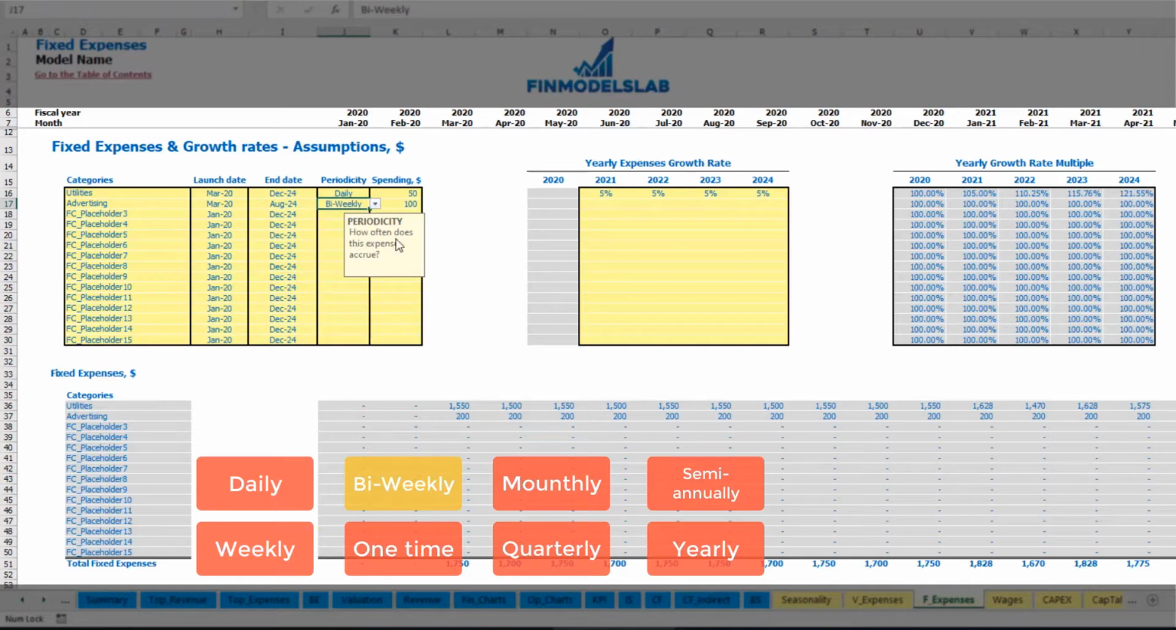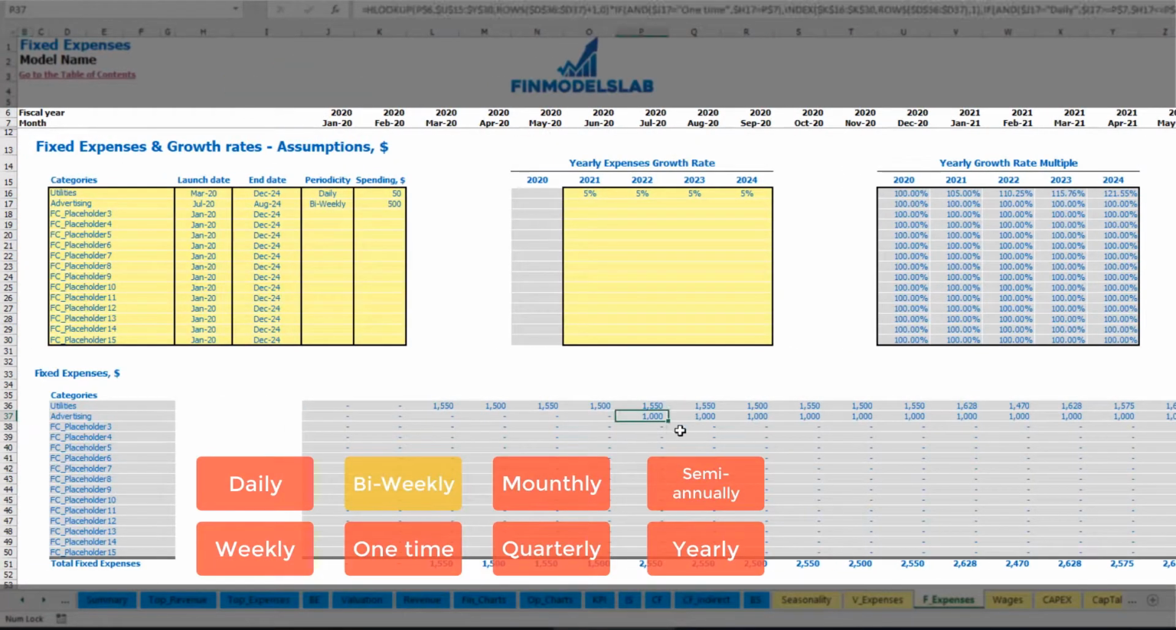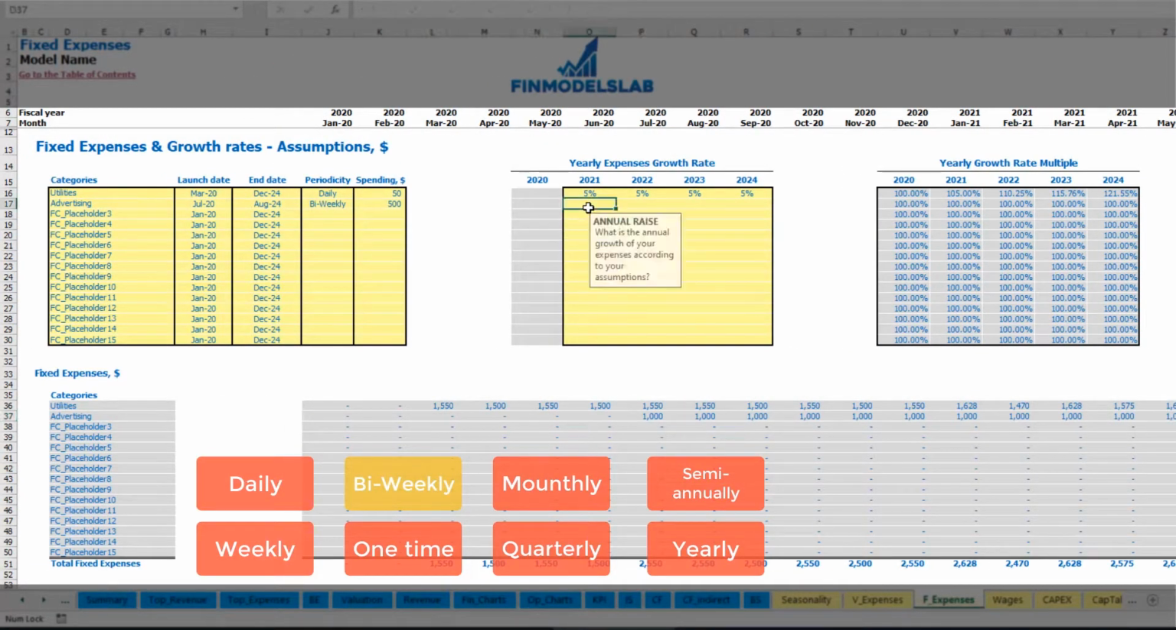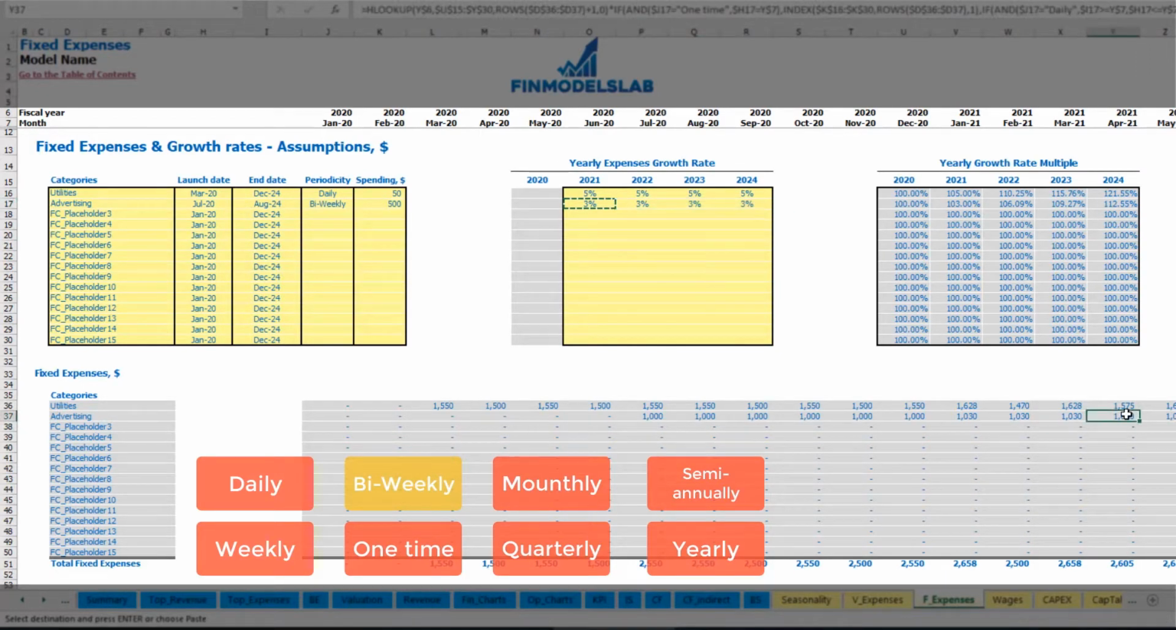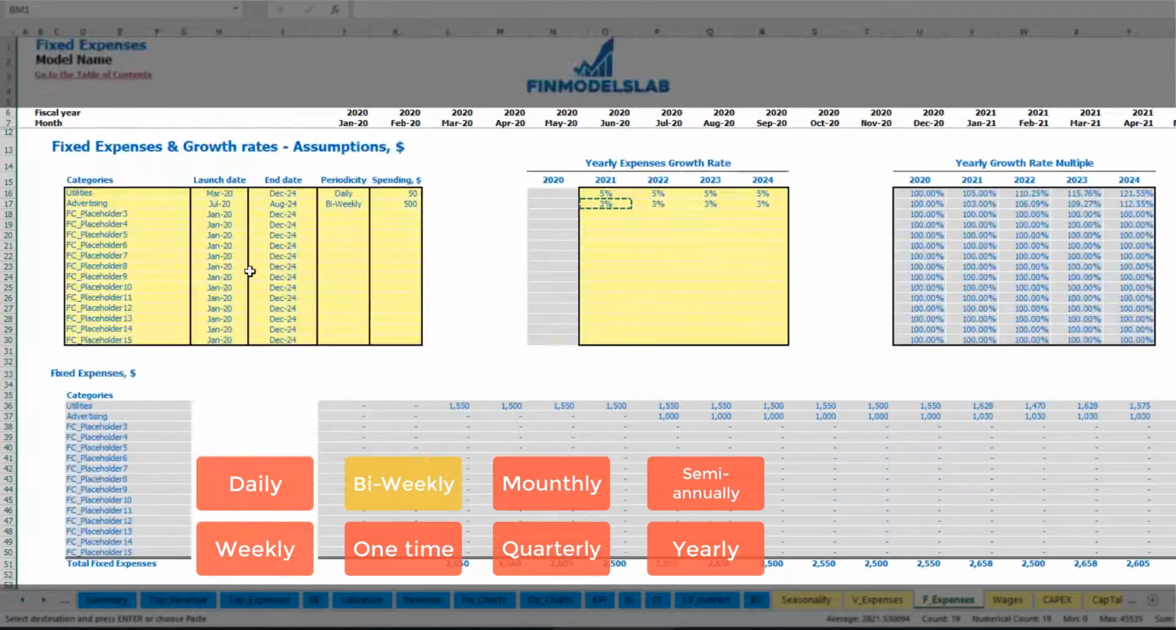Another option is bi-weekly, for example $500. You can start from July, for example, and you'll have 2 bi-weekly payments within the month. $500 multiplied by 2, you have $1,000 per month. Again, you can input some growth rate and you will see that your advertising expenses will grow year over year till August 24, which is the last date of this expense type.